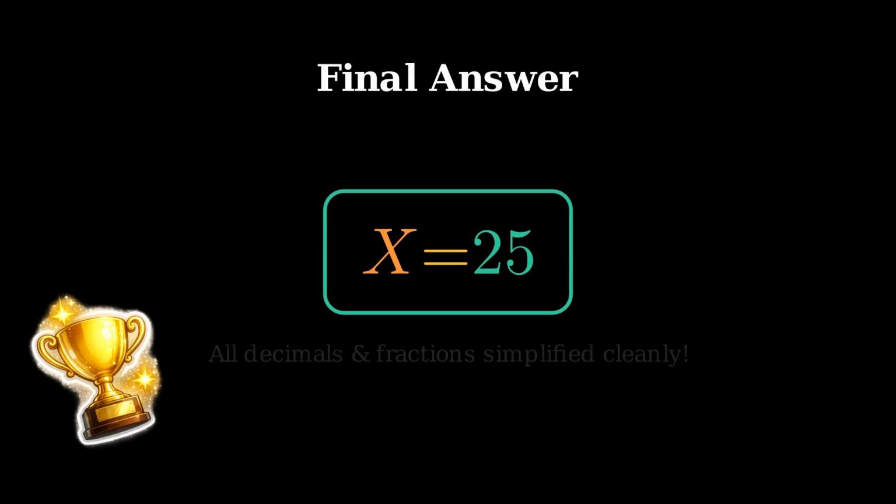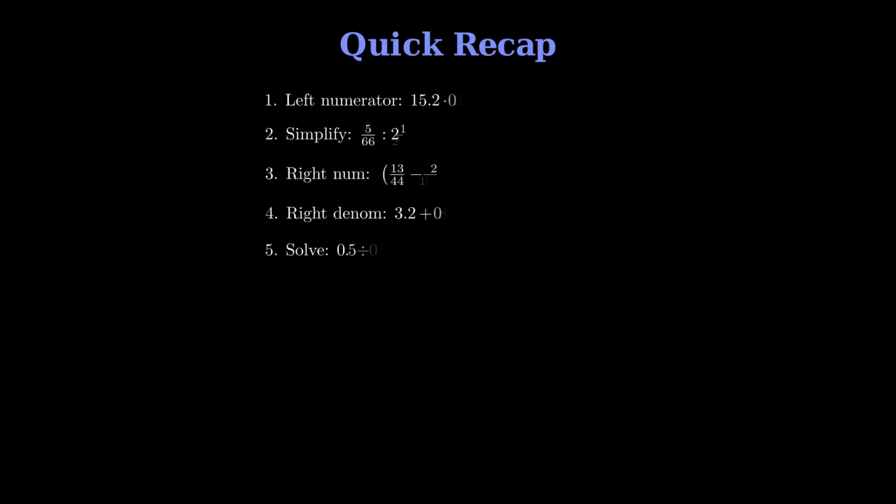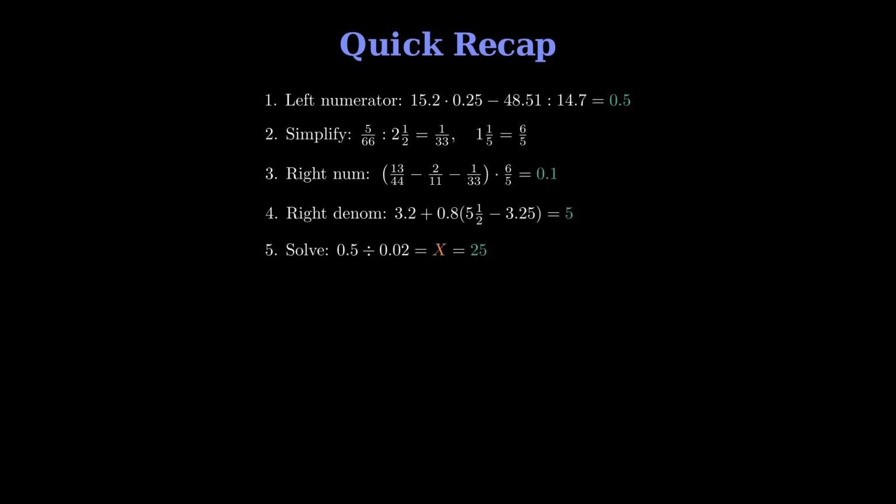Notice how all the messy decimals and fractions cleaned up perfectly. Every piece fell into place. Quick recap of our 5 steps. Decimal multiplication, mixed number conversions, common denominators, order of operations, and cross-multiplication, all leading to x equals 25.